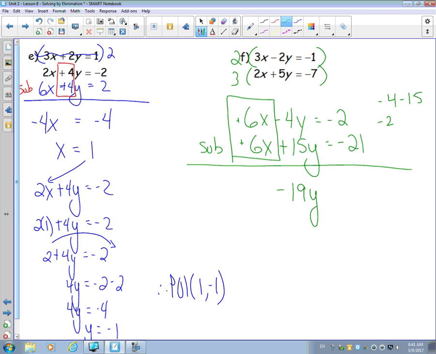Here's the tricky one, negative 2 minus negative 21. Well, that's like saying plus 21, which gives 19. So I got 19 on the right. Divide it out, and I got y is negative 1.